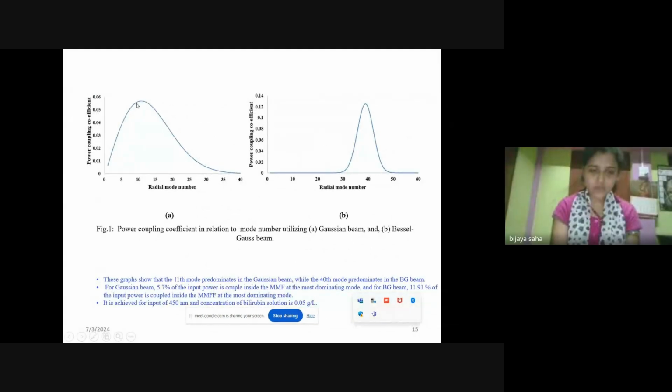Okay. Here the maximum mode dominating number for the Gaussian beam is 11 and for the Bessel Gauss beam it is 40. So higher order modes are activated in the case of the Bessel Gauss beam. As a result, we will get higher sensitivity as compared to the Gaussian beam. Also, in the case of the Gaussian beam, 5.7% of the input power is coupled in the maximum mode dominating number, but in the case of the Bessel Gauss beam, 12.4% of the input power is coupled.